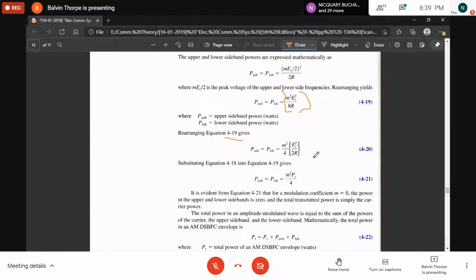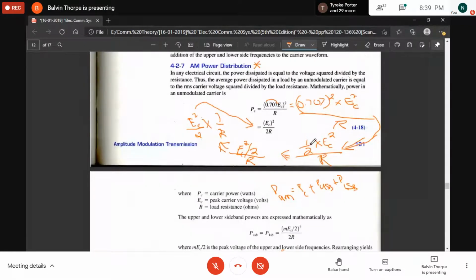Now, why is it that we wrote this like this and not leave it like this? Because now we get back the previous format that we used to find the power for the carrier. Exactly. Because we know that, based on what we did in our calculation before, this is what? The power in the carrier.